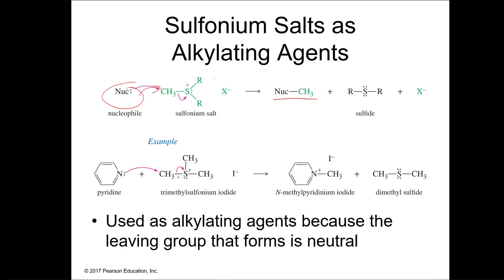Okay, so trimethylsulfonium iodide, right? Pyridine, here's your nucleophile, attacks the methyl group, and you get methyl pyridinium and dimethyl sulfide. So it's good as an alkylating agent because you end up with a neutral leaving group.